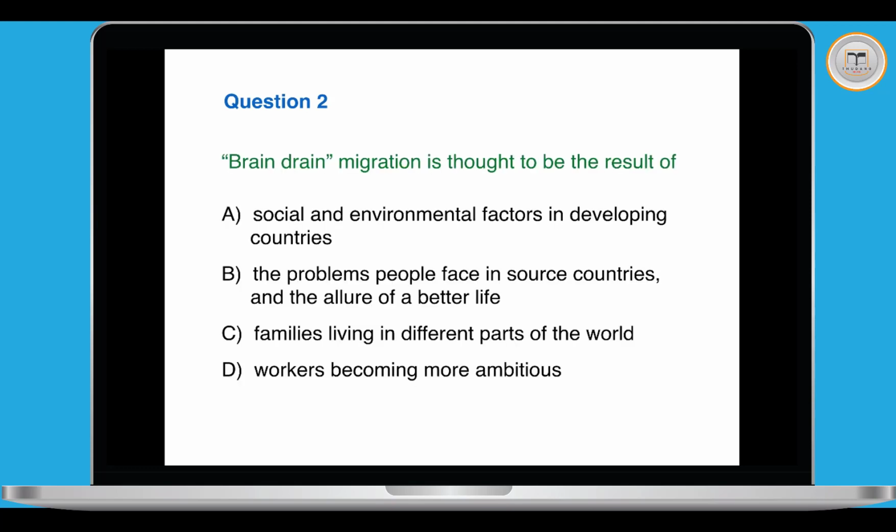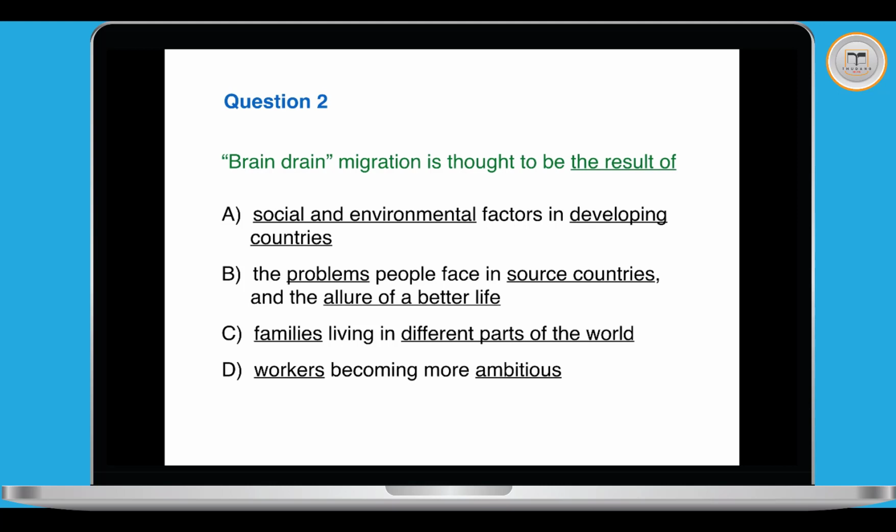Here's the question. Brain drain migration is thought to be the result of. So what is it the result of? A, social and environmental factors in developing countries. B, the problems people face in source countries and the allure of a better life. C, families living in different parts of the world. And D, workers becoming more ambitious.